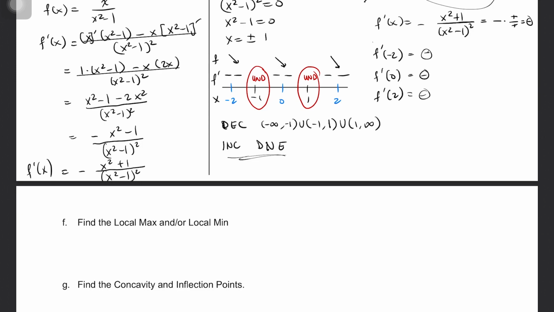Okay, so I hope that one's helpful. The next part is to find local max and local min. We can argue there are no critical numbers, so there's no local max and no local min.